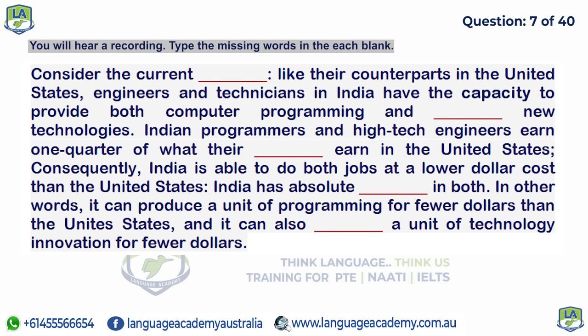Consider the current situation. Like their counterparts in the United States, engineers and technicians in India have the capacity to provide both computer programming and innovative new technologies. Indian programmers and high-tech engineers earn one quarter of what their counterparts earn in the United States. Consequently, India is able to do both jobs at a lower dollar cost than the United States. India has absolute advantage in both. In other words, it can produce a unit of programming for fewer dollars than the United States, and it can also produce a unit of technology innovation for fewer dollars.